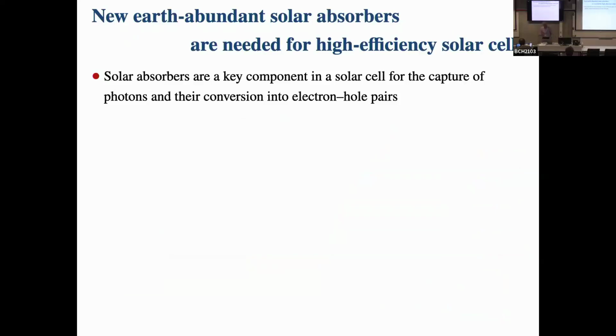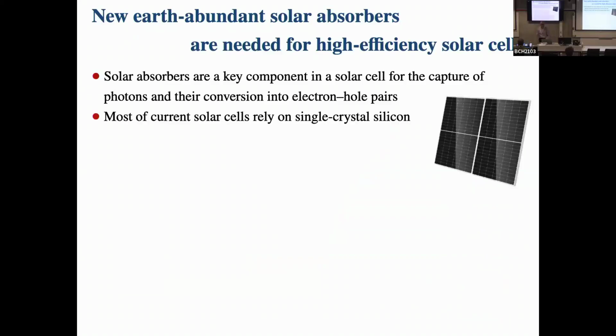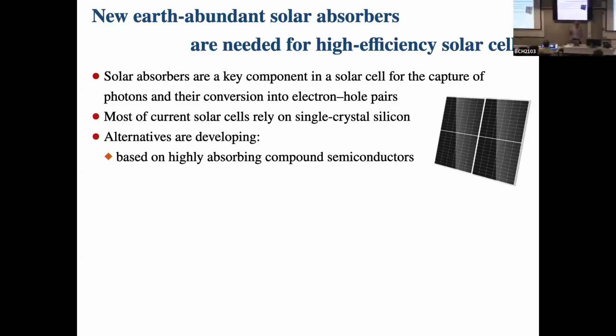So just to give you an example, if you are looking for Earth-abundant solar absorbers, okay? The solar absorber is the layer that's basically creating the electron pair. The one that is used the most often at the moment is silicon. And what you want is to develop alternatives, because you would like to have things that are based on highly absorbing semiconductors.